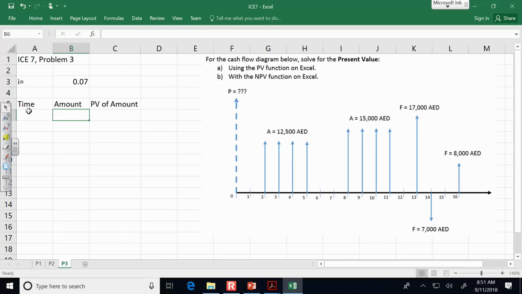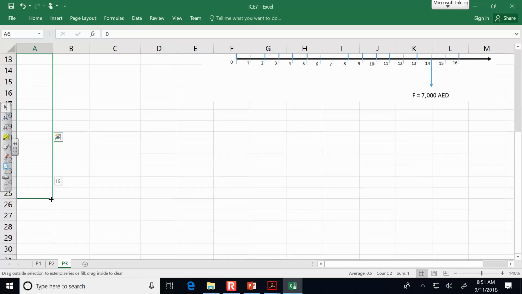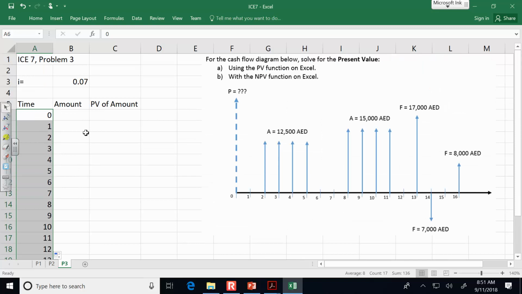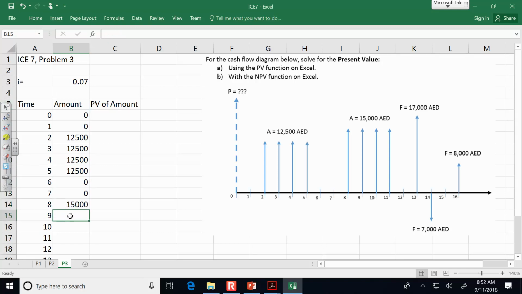All right, so time, let's translate that cash flow diagram into a cash flow table. So that's year 0 through 16. 16 is the last one that we have, so we have to go all the way through 16. And then just put the amounts in. Now this P is unknown, so the given value of that amount is 0. We're just translating the cash flow diagram to a cash flow table here.